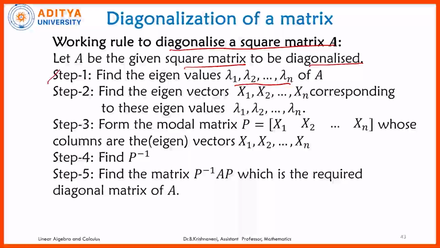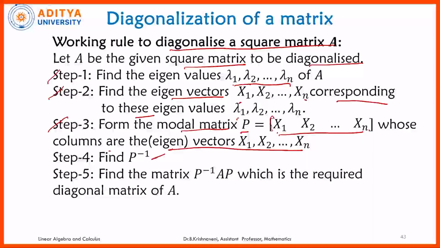Let us suppose those are given by lambda 1, lambda 2, so on lambda n. Next, go to step 2. Find the eigenvectors x1, x2, so on xn corresponding to these eigenvalues lambda 1, lambda 2, so on lambda n. Then find the model matrix P equal to the matrix with x1, x2, so on xn as columns, which gives another square matrix whose columns are the eigenvectors x1, x2, so on xn.